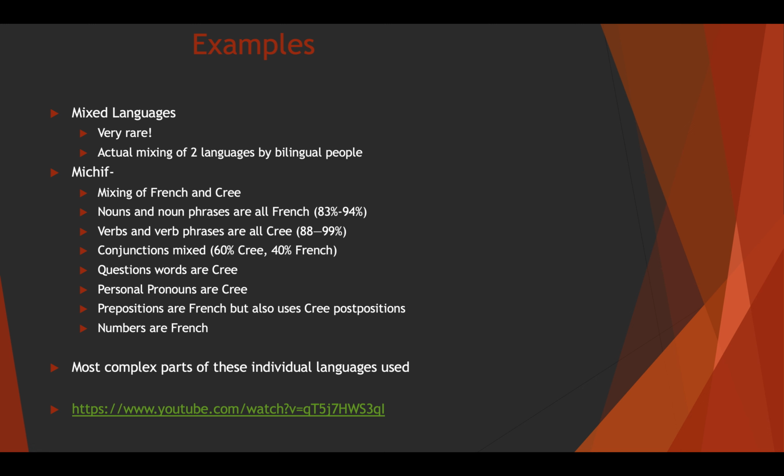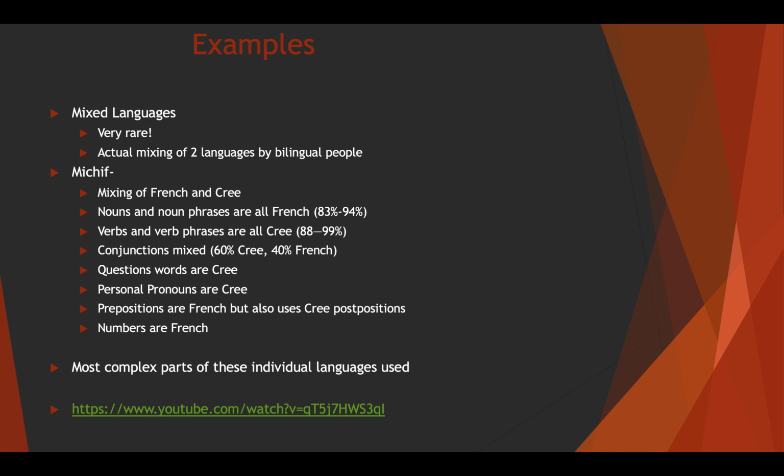But in Michif, all the verbs and verb phrases are all in Cree. So that means all the suffixes and prefixes that are part of the verb, all the postpositions and things like that, which are the complex morphology of verbs in Cree, are all in Cree. And then conjunctions, things like and, but, or, these are mixed. They're almost 50-50. It says 60-40 Cree and French. So question words are in Cree. Personal pronouns are in Cree. We have nouns in French and pronouns in Cree. Prepositions are in French, but they also use Cree postpositions, and numbers are in French.